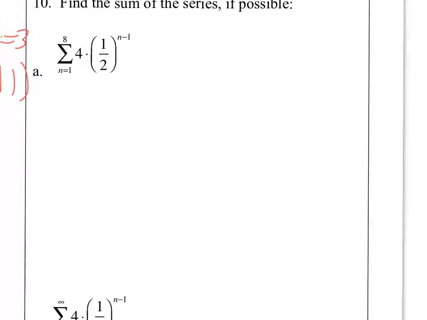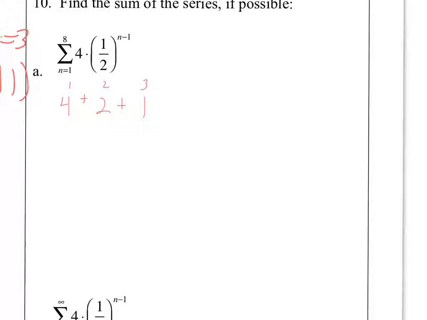For number 10, we're looking at the sum of the series, and we're looking at the first 8 terms. This is geometric. So I'm going to start with n equals 1, and 1 minus 1 is 0. Half to the 0 is 1. Term 1 is going to be 4. Term 2, 2 minus 1 is 1. 4 times a half is 2. Term 3, 4 times a half squared is going to be 1.